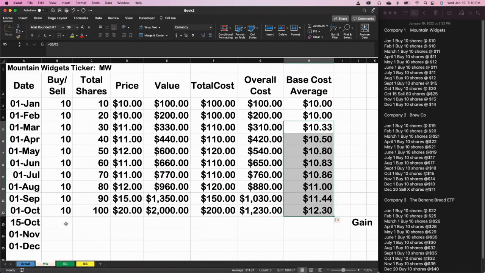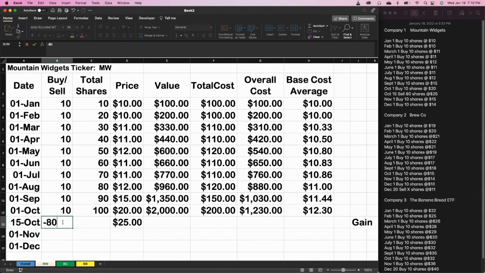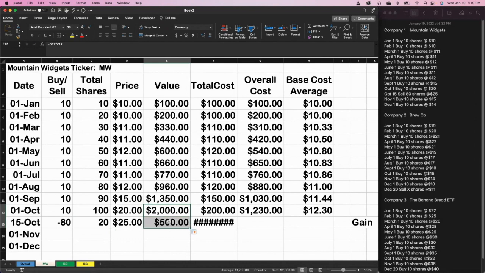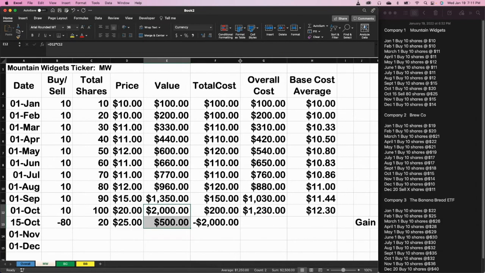So the 15th of October comes along, and holy banana bread, we're going to sell because that price jumped way up to $25. So we're going to sell 80 of these shares. That's going to take our total down to 20. Our value is now $500 because we've just sold $1,500 worth. I guess I shouldn't have closed this. There we go. So we sold $2,000. That's fine.